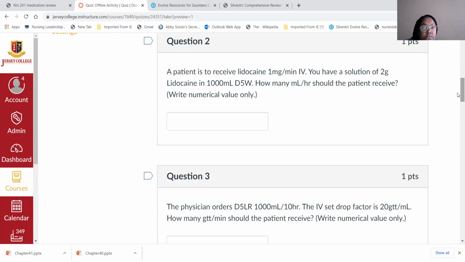Can't see the whole problem. Number 2. For some reason I can't see the problem. Okay, look at your view screen on your Zoom. Oh, okay. I'm good now. Thank you.